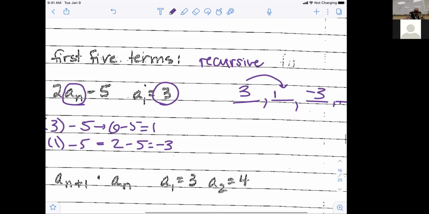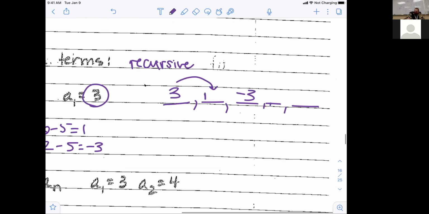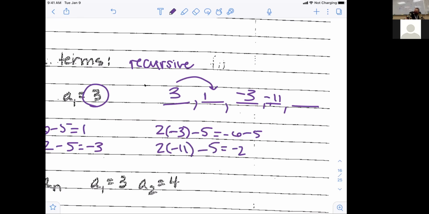Okay. I now use my third term to find my fourth term. So I'm going to do 2 times negative 3 minus 5. That's negative 6 minus 5, which is negative 11. And then I have to use my fourth term to find my fifth term. So I'm going to do 2 times negative 11 minus 5. Negative 22 minus 5 is negative 27. If you think you can find a pattern once you get the first couple of these numbers, go for it. I didn't think I had one, so I just kept using what I was doing.